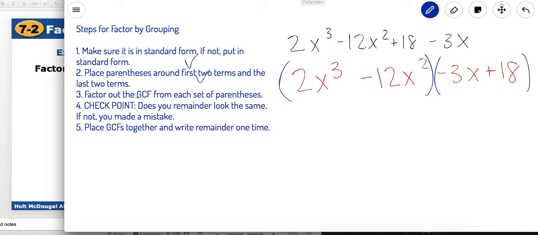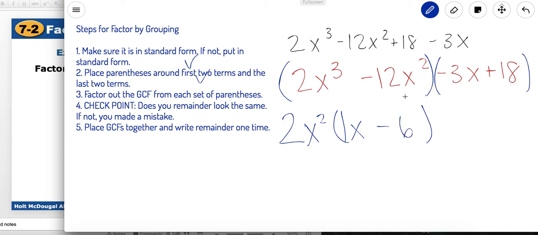Step 3, factor out the greatest common factor. This tends to be the hardest part. Okay, so just take your time. List out all the multiples of 2, all the multiples of 12, and you'll realize that they both have a 2 in common. And then x cubed, x squared, we always use the smallest exponent that we see. So we're going to use x squared. Okay, and then we divide. 2x cubed divided by 2x squared gets me x. You can put a 1 if you want to. And then minus 12x squared divided by 2x squared gets me a minus 6.